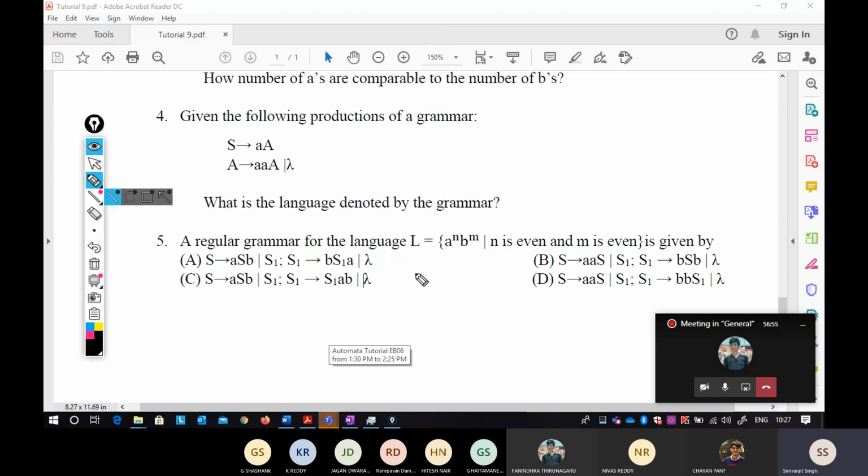In the first one, S tends to A S B, and now there is S1. S1 is saying B S1 A, and then there is a lambda here. So it will be A B A B. It is saying A B A B, so that is never possible. After A, B will come. After B, A cannot come. So that is why this option is directly eliminated. In the same way, see this one, A S, and then there is S1.